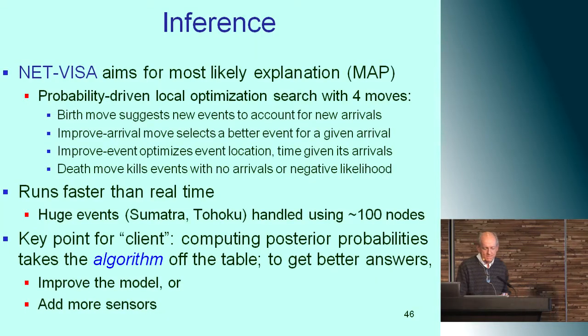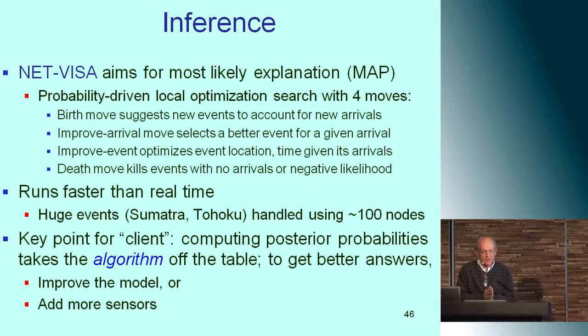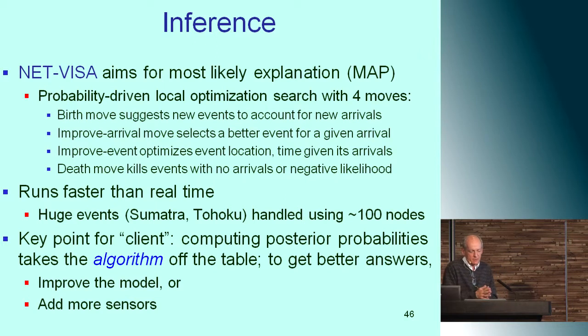Okay. So to do inference, it's not terribly valuable to go through this in great detail. As you can imagine, it does split-merge, birth-death kinds of processes to search through the combinatorial space of associations and figure out how many events there are. It took us a while to get this to run fast, about 3 months of work from when we first built the model. But now it runs faster than real time, even when we have a very large event like the Sumatra or the Tohoku earthquakes, which generate as much as 50 times more detections than usual. We can handle that in real time by running in parallel on about 100 nodes.